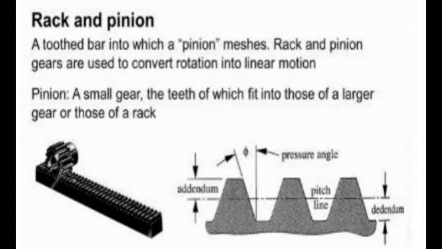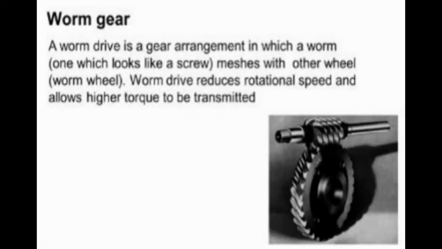And the great terminology we will discuss later. Now we have another type called worm gear. The picture shows the worm gear. A worm drive is a gearing arrangement in which a worm, which looks like a screw, meshes with the other wheel called the worm wheel. So this is called a worm, and this bigger one is called a worm wheel. Worm drive reduces the rotational speed and allows a higher torque to be transmitted.